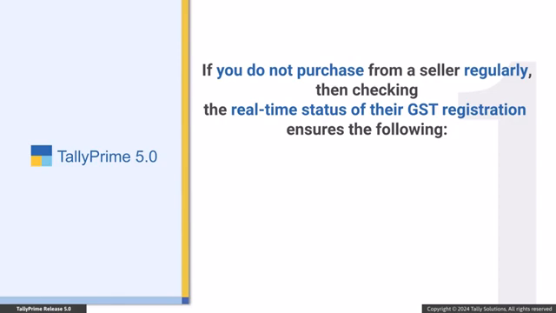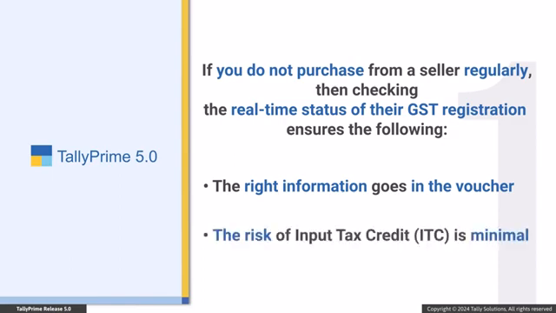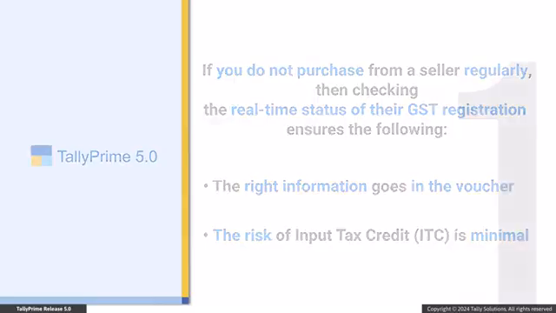Consider that you are purchasing from a seller after a long time. Since you don't purchase from them regularly, you will want to know the latest status of their GST registration. You can validate the real-time GST status of the supplier so that there are no discrepancies at the time of filing returns. And therefore, the risk about the input tax credit will be minimal.